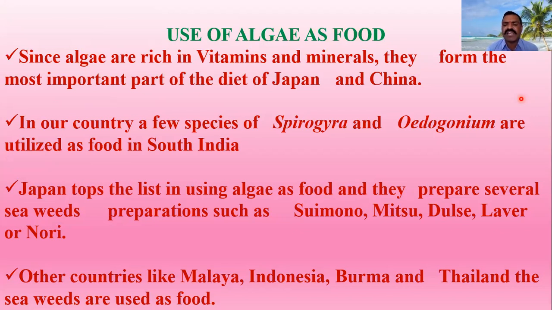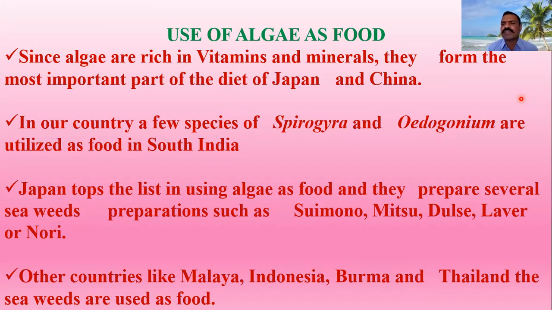Spurti is asking me, sir, why are China and Japan making different food items from this algae? Just because, my dear friends, remember, in the Pacific Ocean, one island is Japan.